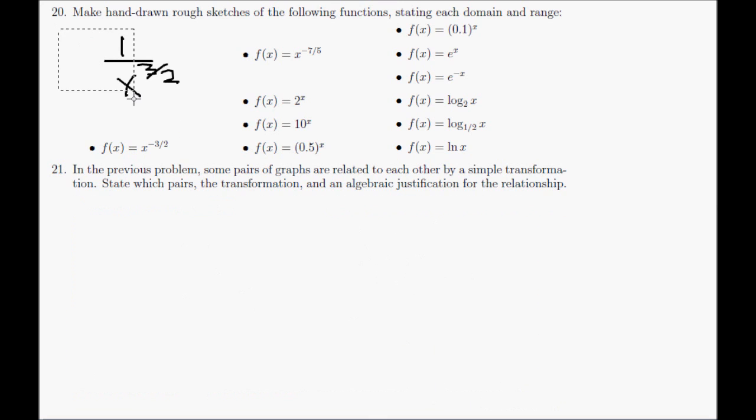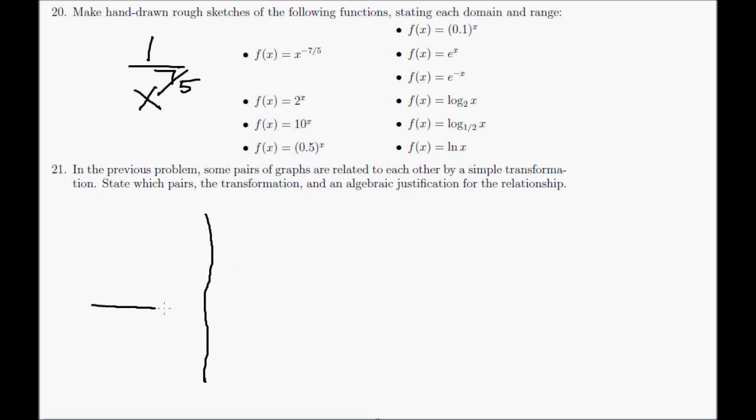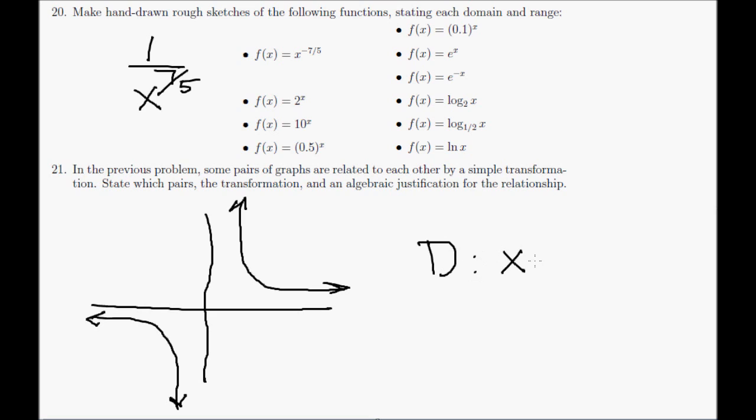Let's now take a look at x to the negative 7/5. For this one, we have 1 over x to the 7/5 power. This is perfectly well defined if x is negative, because I have a 5 in the denominator of the exponent. If I raise a negative number to the 1/5 power, that's negative. If I take that to the 7th power, that's also negative. So the graph of x to the negative 7/5 will have this general shape, and the domain will be that x is not equal to 0, and the range will be that y is not equal to 0.